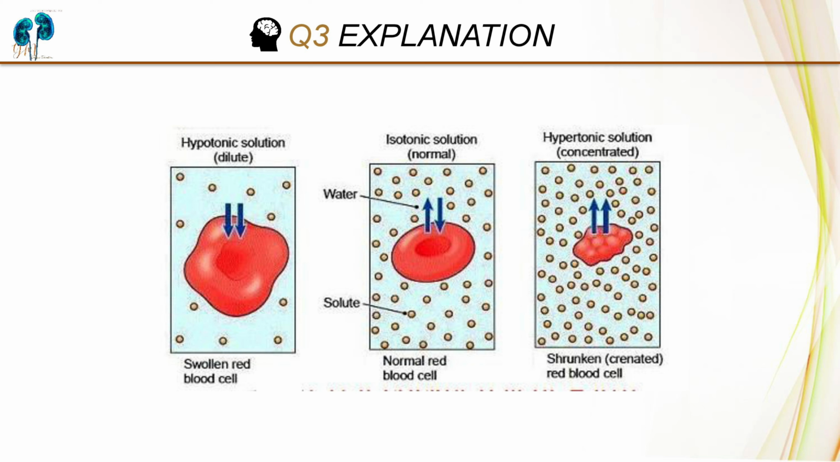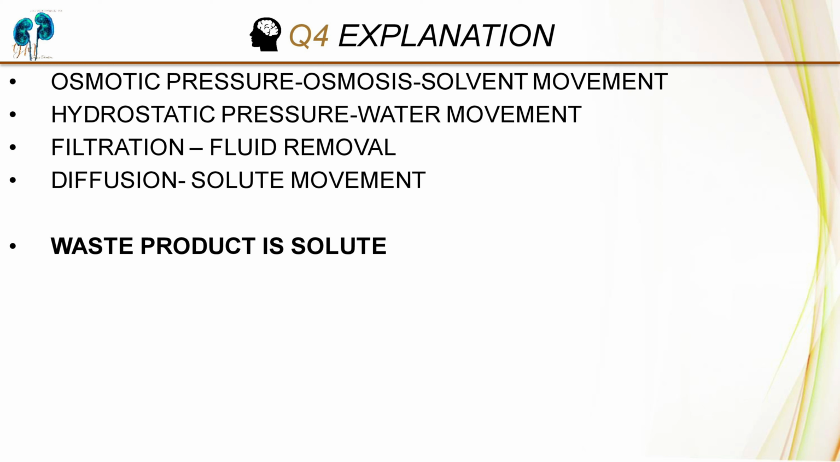So the fourth question is, the principle underlying waste product removal process in hemodialysis is: option A, osmotic pressure; option B, hydrostatic pressure; option C, filtration; and option D, diffusion. So the explanation for the fourth question is, osmotic pressure we will see in osmosis. Osmosis is talking about solvent movement.